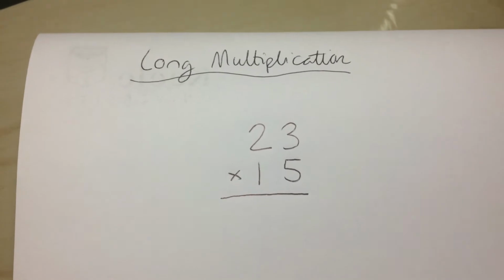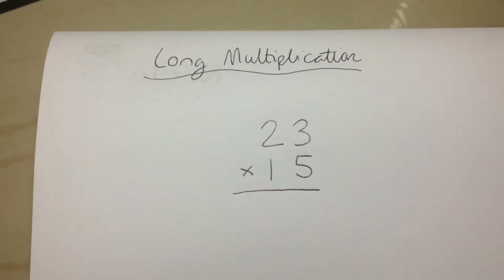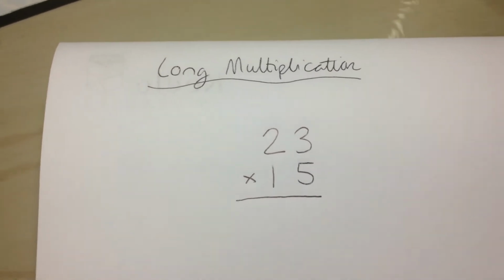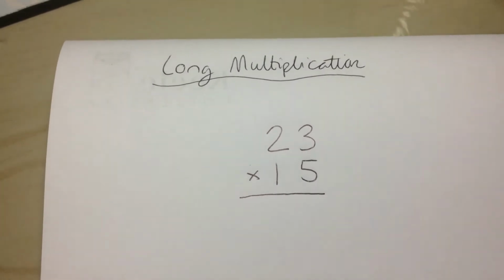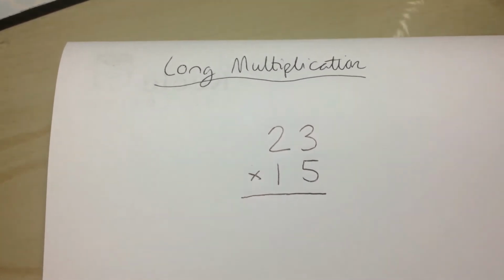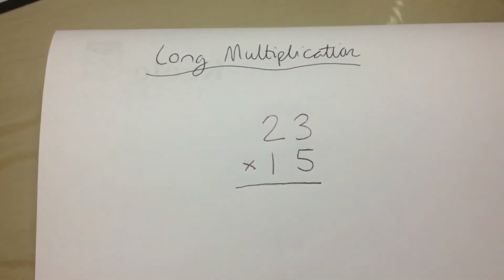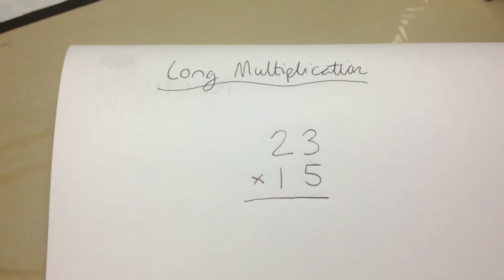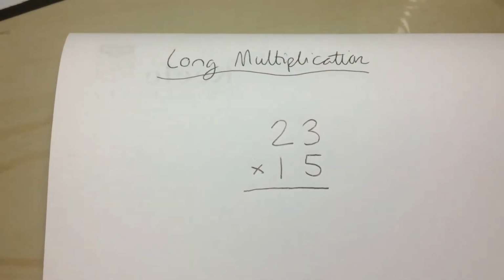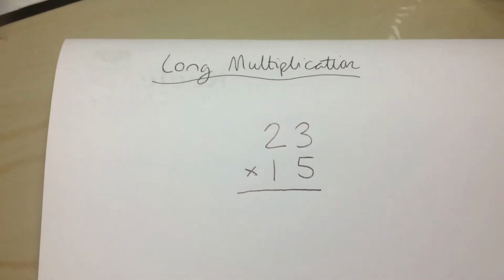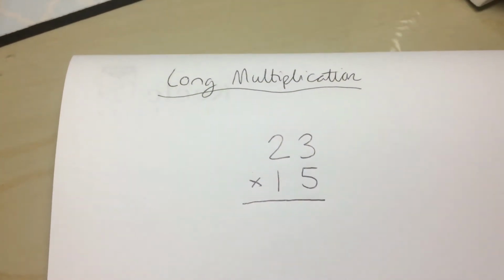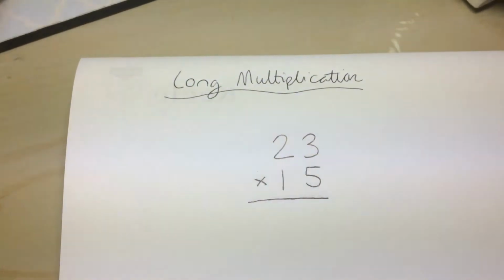Hi everyone, this is a video going through long multiplication. Now long multiplication is a written method when you're multiplying by a two-digit number. So this is really suitable for year 5s and year 6s. So here we've got the example of 23 times 15. Now I'm going to use different colours to show you the different steps.